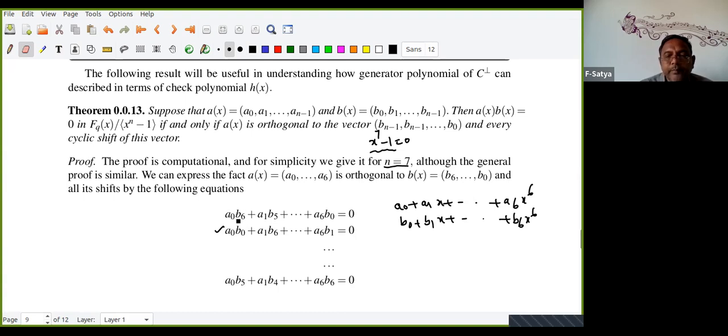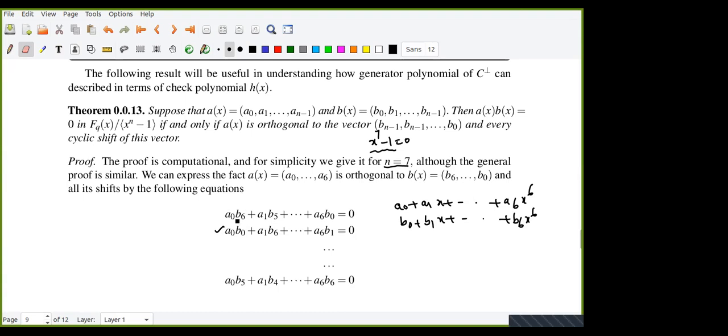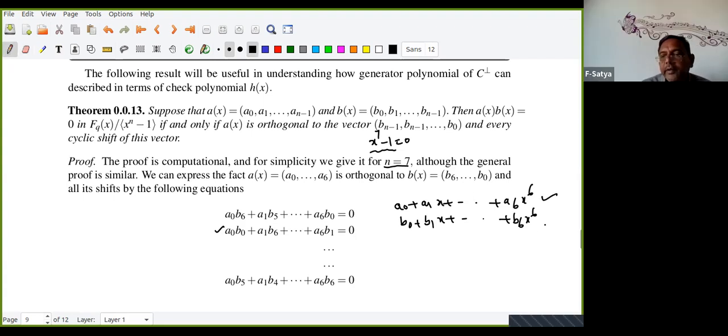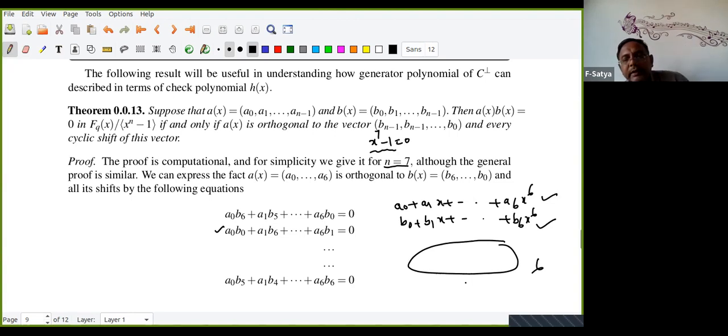X. Is it for X? See, this is a polynomial of degree 6. If I multiply again, I'll get a polynomial of degree 6 only. I will not go to 7. Why? Because x power 7 is 1, I am taking.